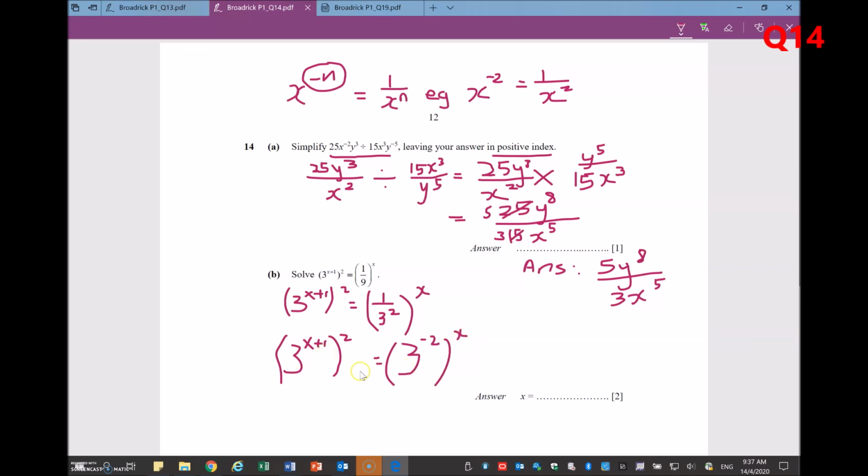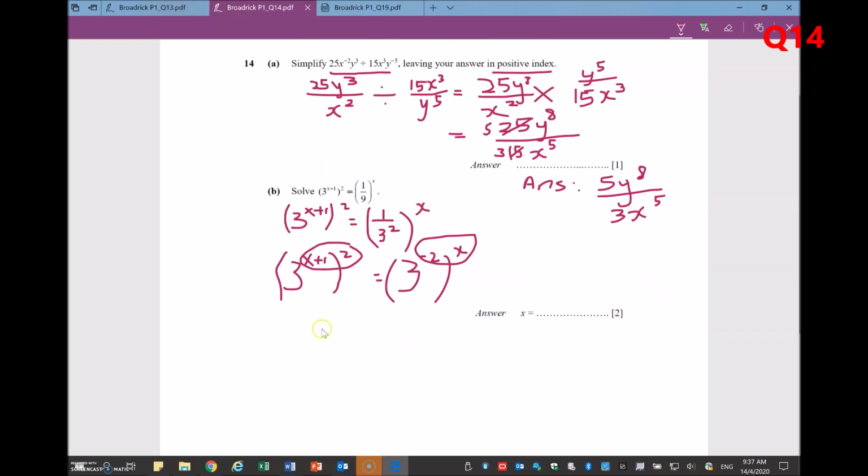Now I have the same base and these two terms are equal to each other. So my conclusion is that the index is then equal to each other. So 2 times x plus 1 is equal to negative 2x. And this will give you an answer of negative half.